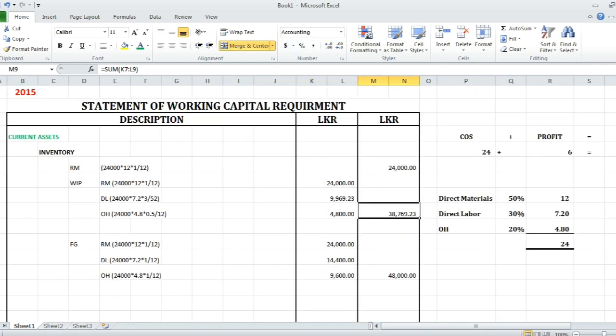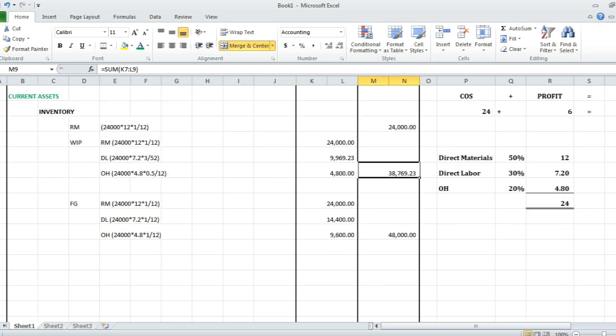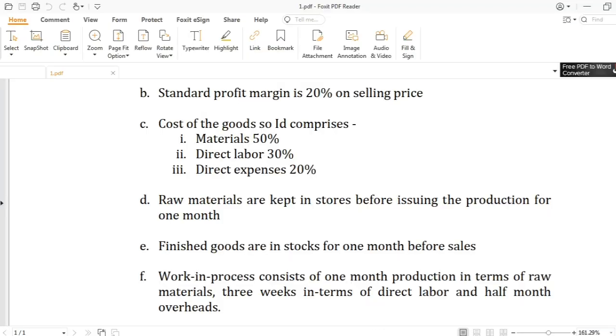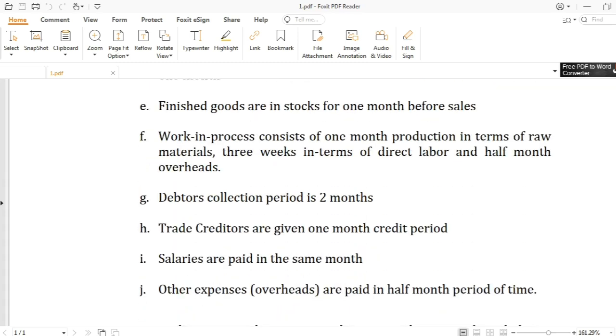Okay, now we have found raw material, work in progress, and finished goods in the inventory, and now we are going to find the debtors value. Debtors, as per the question, selling price per unit is 30 rupees, 24,000 units production annual. Debtors collection period is 2 months.